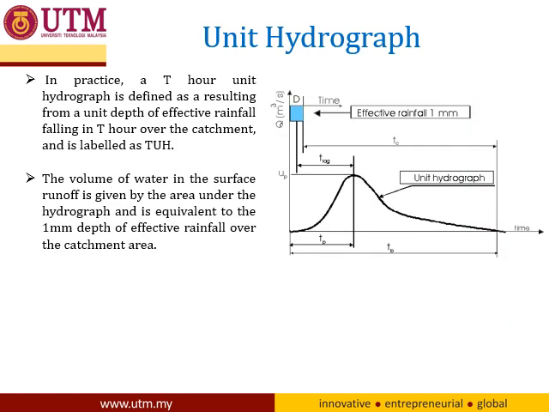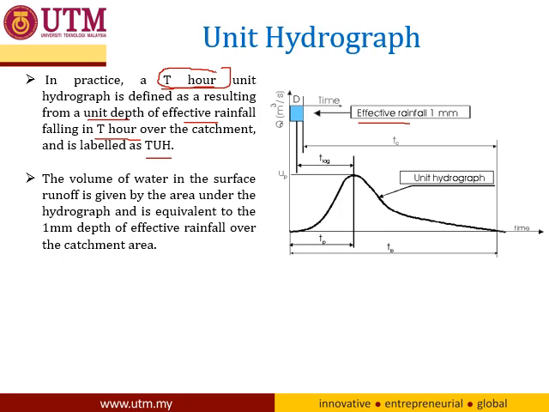Similar to what I explained in the previous slide, this is again a repetition of what a unit hydrograph is. I hope this might be more clear. In practice, a T-hour unit hydrograph is defined as resulting from a unit depth of effective rainfall falling in T hours over the catchment, and is labeled as TUH. Remember I told you about the excess or effective rainfall. If this effective rainfall is T hours, let's say 3 hours, it is a 3-hour unit hydrograph.